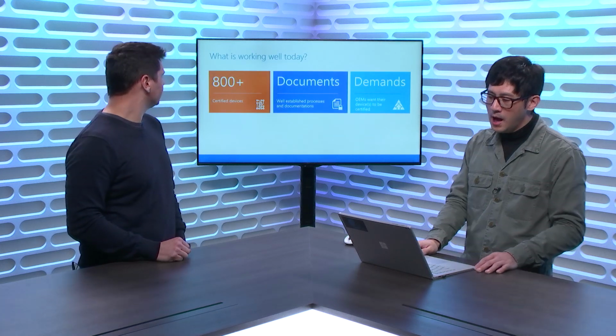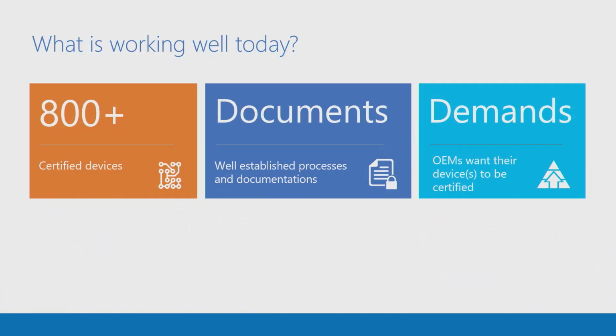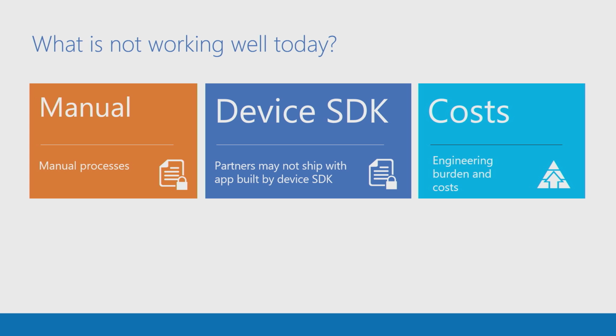What has been working well is that we have 800-plus devices, well-established documentation and processes, and we have seen huge demand for certified devices from both downstreams and OEMs who want to get their devices certified. So we believe that we have established a good brand for the certification program. But the challenge we have seen is that some of the certification processes we have today are manual, which is error-prone. We're not able to establish consistency in delivering the right quality in order to certify our devices.